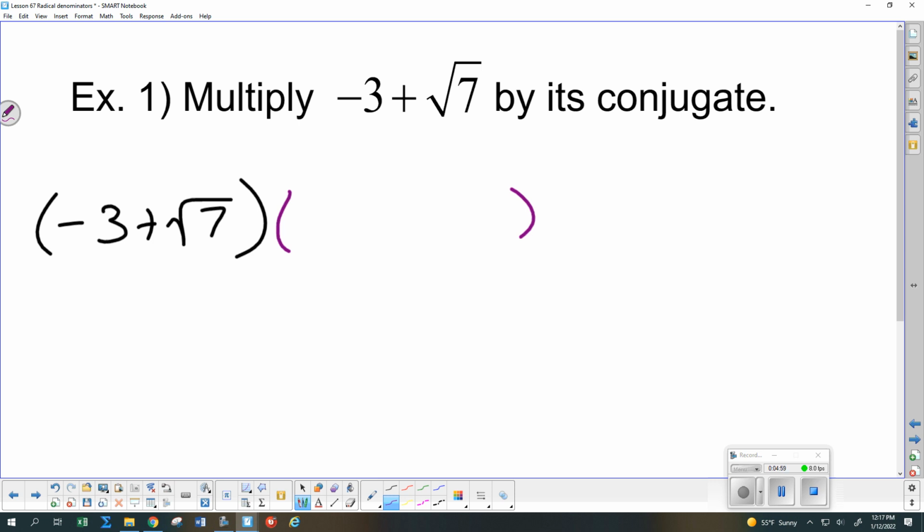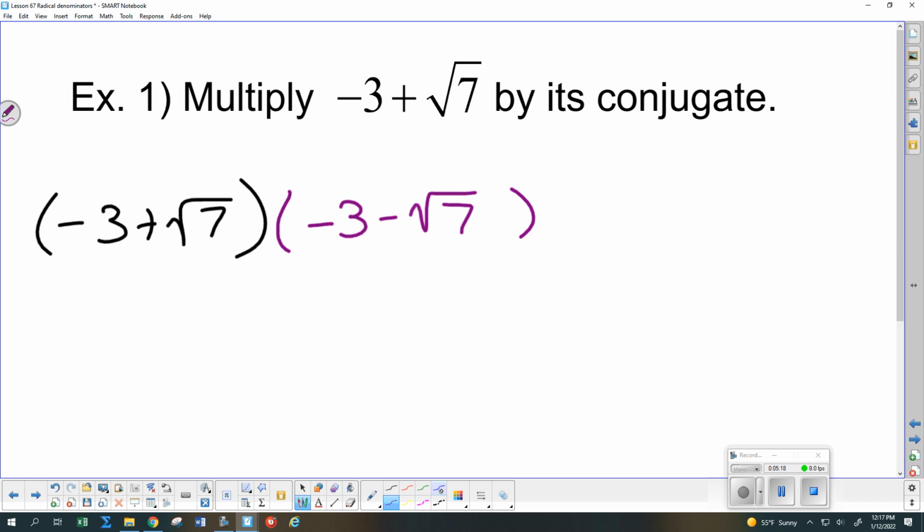Three minus root 7? Almost. The only thing I want to change is the plus or minus sign in the middle. So -3 minus root 7. Okay, now I have a parentheses with two things times another parentheses with two things. So I have to FOIL.